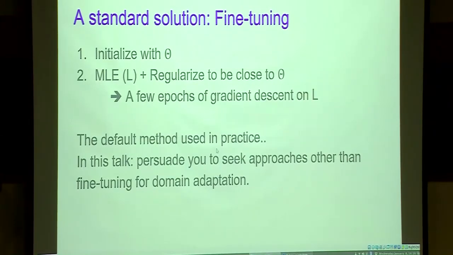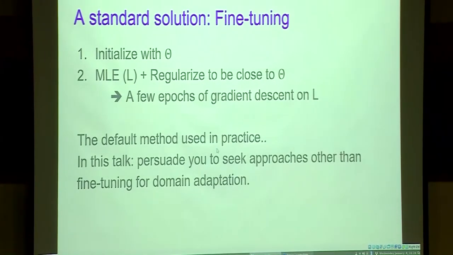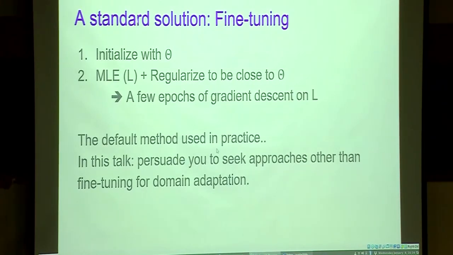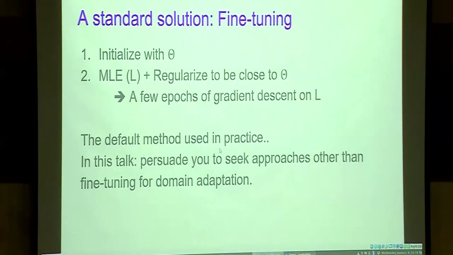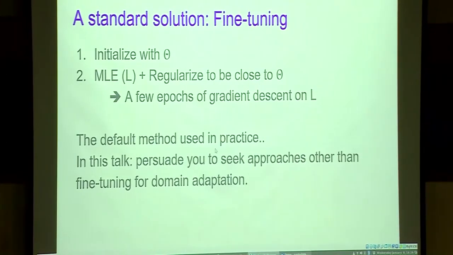So domain adaptation is a well-known problem. And for a long time, a standard recipe for domain adaptation is what machine learning researchers call fine-tuning. In fine-tuning, you train a model which you initialize with the global model theta, and then you run some more steps of gradient descent training. This is what we call running MLE on the limited training data L, and you regularize the parameters so that you stay close to the global model. You implement this by running the training iterations, initializing with the global model, but only on the domain specific data, and you have to be very careful about how many iterations you use on L.